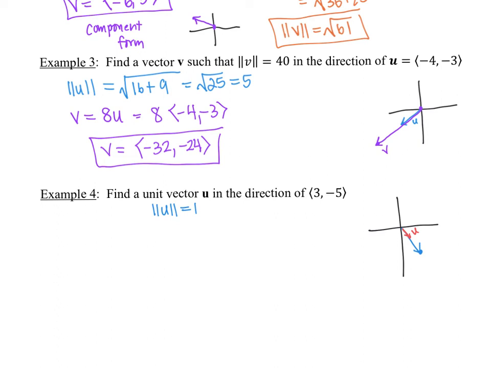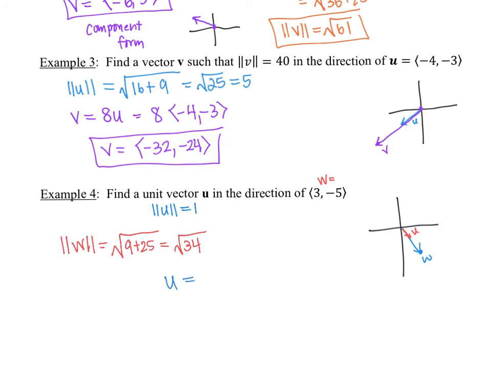Okay, so the first thing I'm going to do is calculate the magnitude of the vector they gave me. So let's see, what's the magnitude of 3, negative 5? Should I give it a name? Let's call it w, just for the sake of notation. Okay, so that would be the square root of 9 plus 25. So the magnitude of w is the square root of 34, which means w is the big one. Now the square root of 34 is bigger than 1. So I need my vector u to be smaller than my vector w.